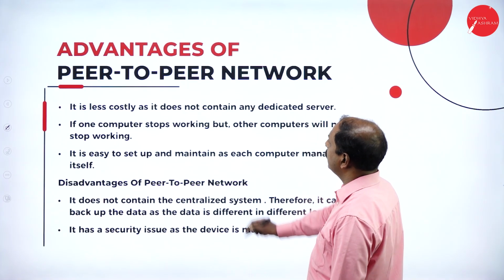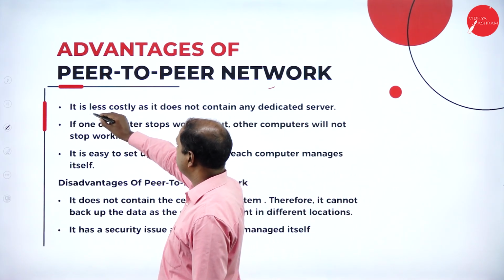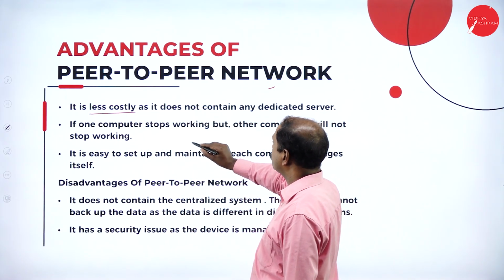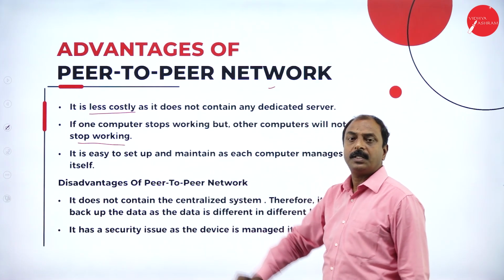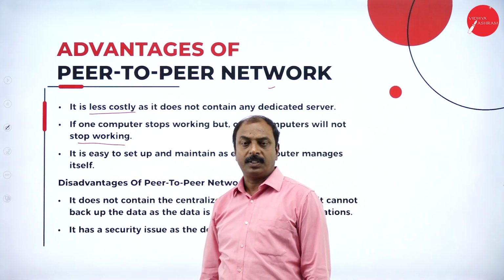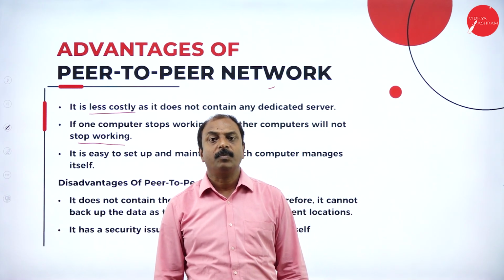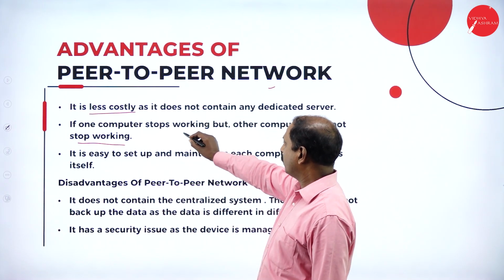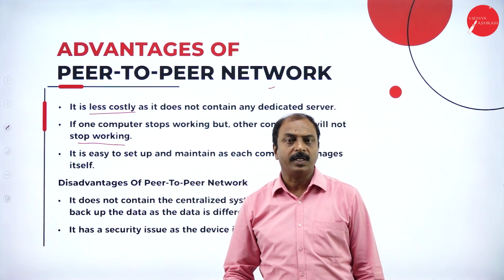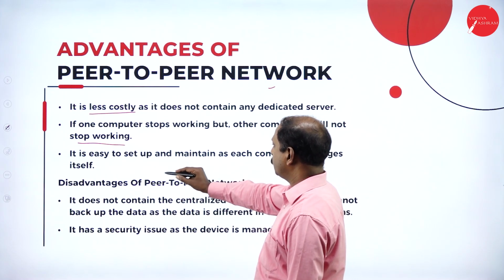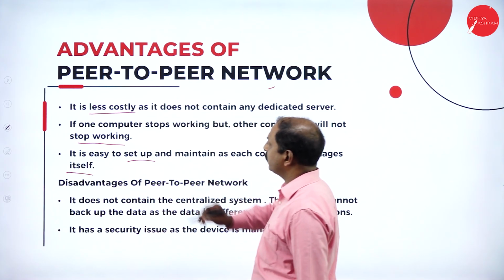In the next slide, we see advantages of peer-to-peer network. It is less costly, meaning it is economical, and if one computer stops working, the other computers will not stop working. In a network, if one of the computers cannot function, all other computers have equal privileges, so it doesn't have any effect on the network. Other computers will start functioning either as a server or as a client. Also, it is easy to set up and maintain as each computer manages itself. This is one of the advantages.